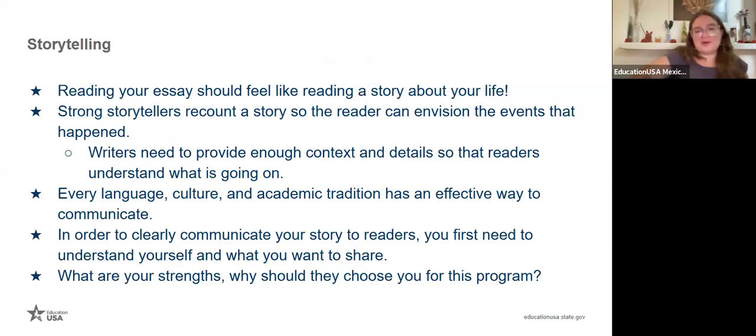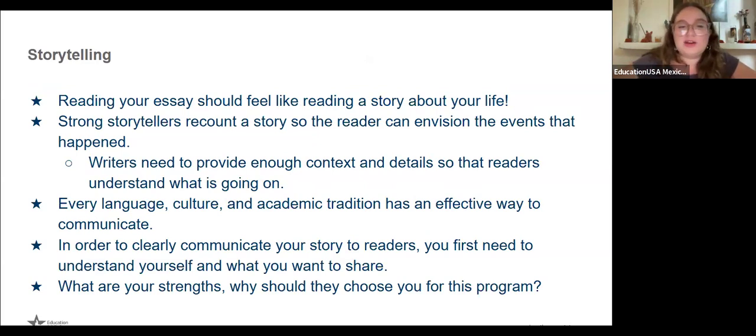Yes, so we're going to talk about how you can craft a narrative, even if it has to do with your admissions essays. So you want to make sure that you put an emphasis on storytelling and put an emphasis on the fact that reading your essay should feel like reading a story about your life, because that's exactly what it is. You're presenting who you are to the admissions council. Strong storytellers recount a story so the reader can envision the events that happened. So you need to provide a lot of context and details so that they understand what's going on.